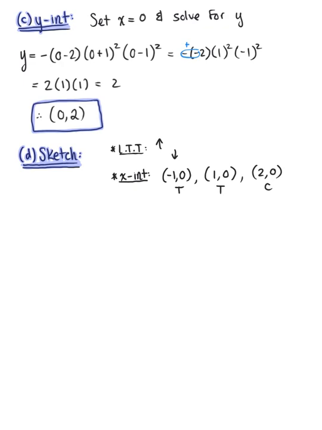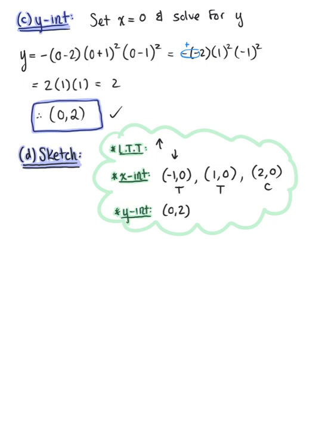And above, we found the y-intercept. So we'll keep that y-intercept in mind. This is where the graph is crossing the y-axis at the point 0, 2. So we're going to now take all of this information and use it on our sketch. So let's consider the coordinate plane.